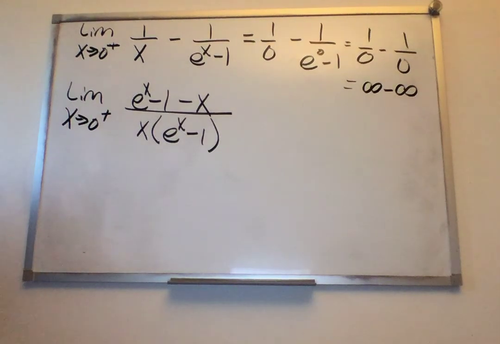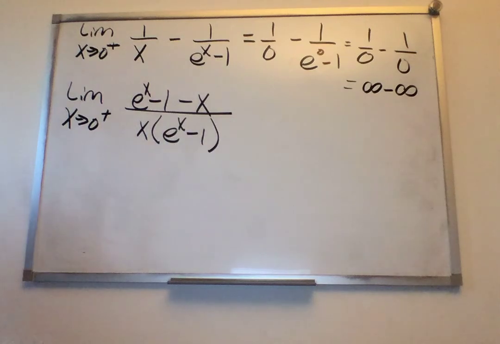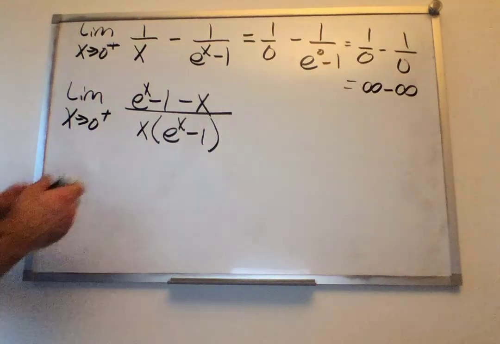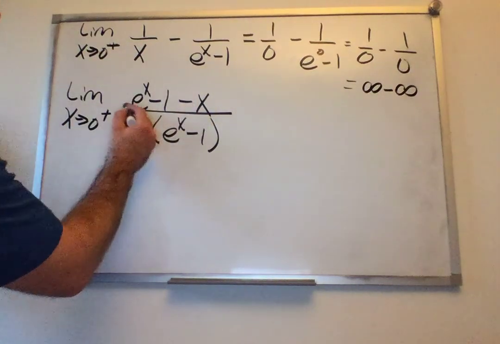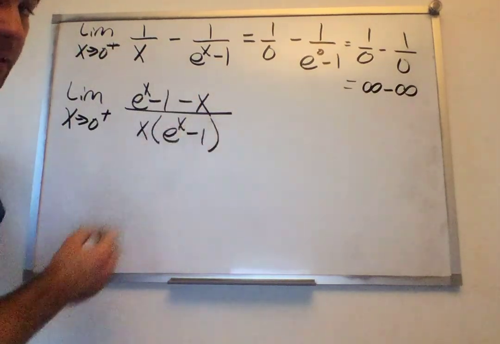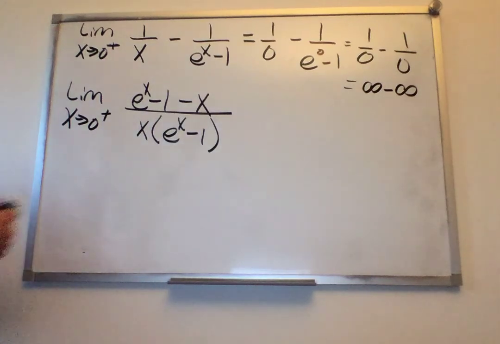I did that pretty quickly, but if you go through the work and check it out, this is what you should get. Now, do not cancel this term and this term. You cannot cancel this e to the x minus 1 and e to the x minus 1. That is mathematically wrong, so don't do it.